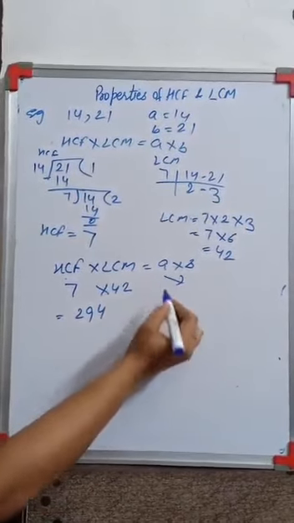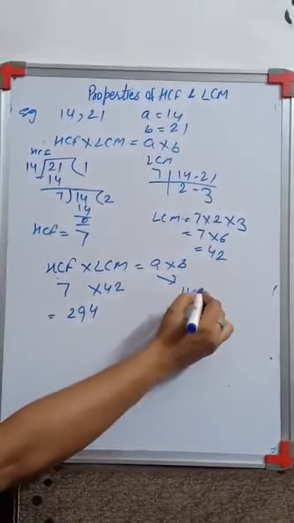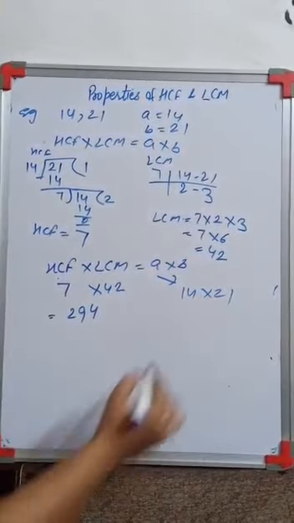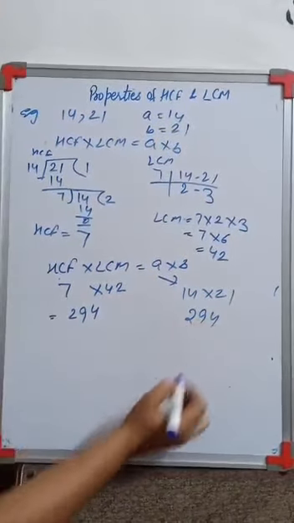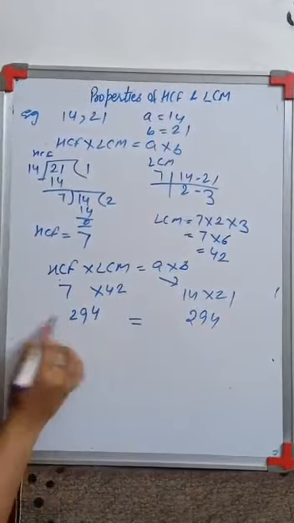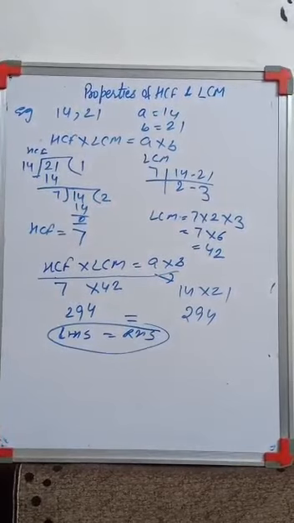Now calculate A into B. A is 14 and B is 21. When you multiply it, you will get the answer 294. That means your left hand side is equal to right hand side, or you can say that HCF into LCM is always the product of the numbers, right? So in this way you will prove that the product of HCF and LCM is equal to the product of the numbers, right?